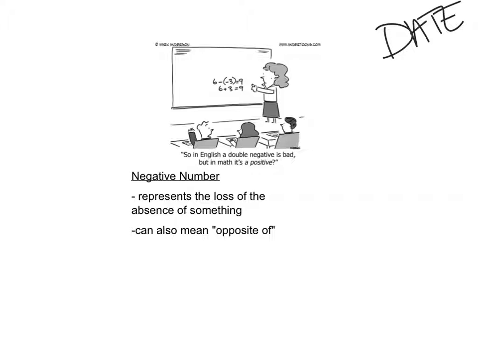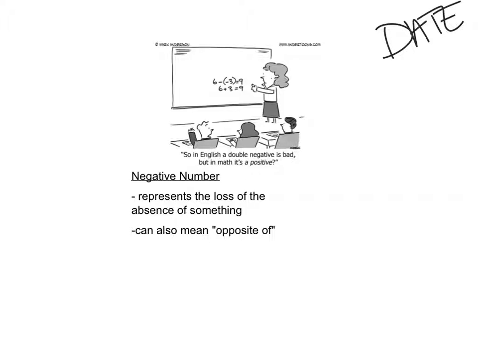So let's write the definition of a negative number. A negative number is something that represents the loss of something or the absence of something. For example, you could say, Susie owes me $5. And so you could represent that by saying that she has negative $5 because she owes $5 to someone. So she's in the negative. It can also mean the opposite of. You can say she has the opposite of $5, which would be a negative $5.